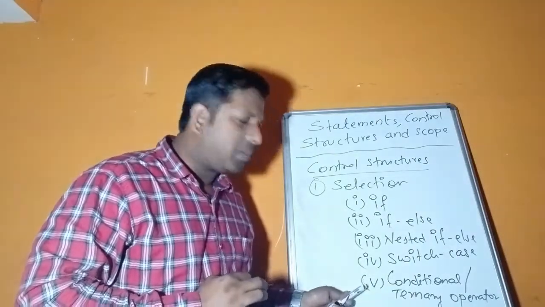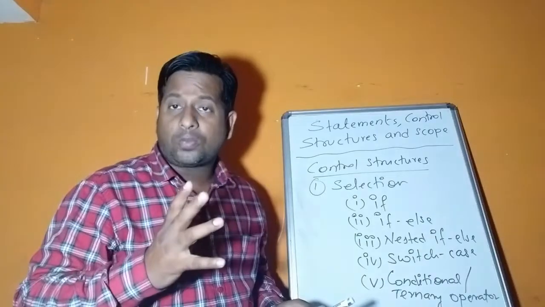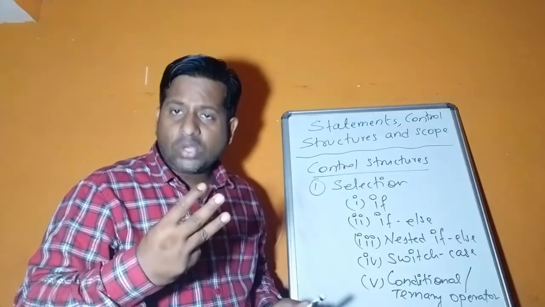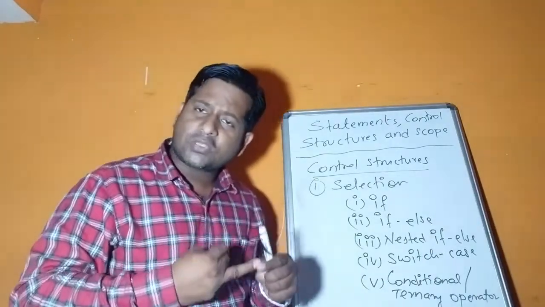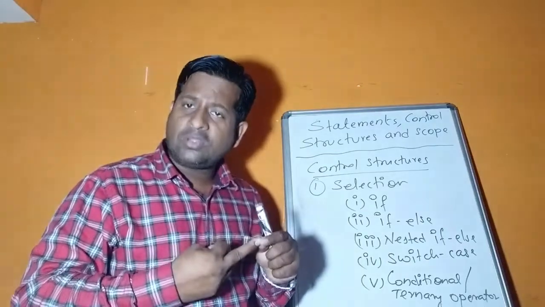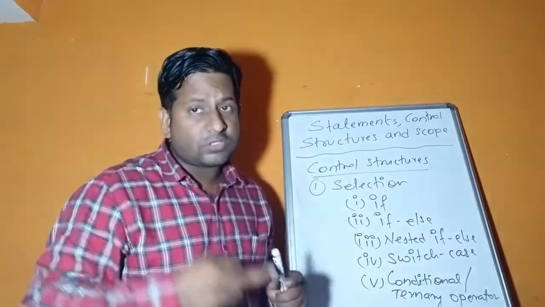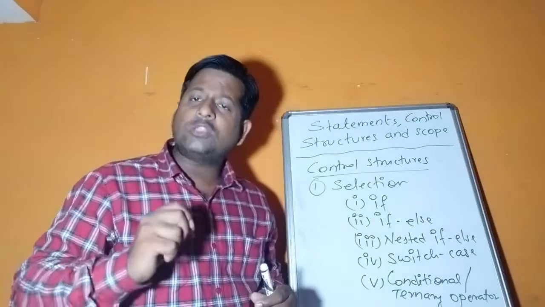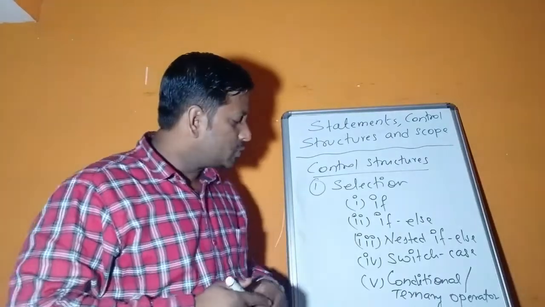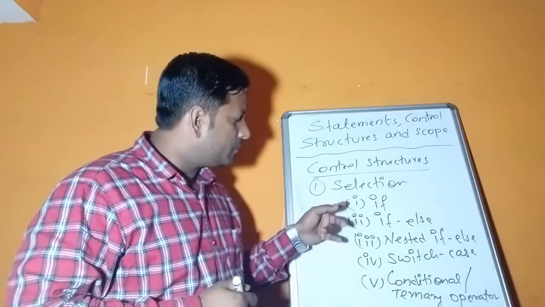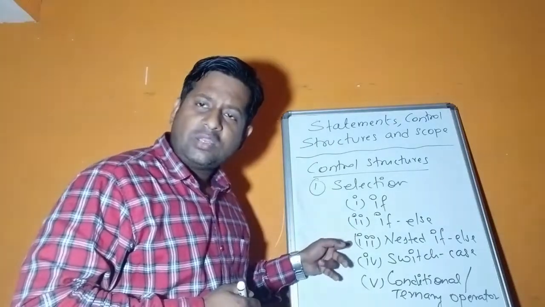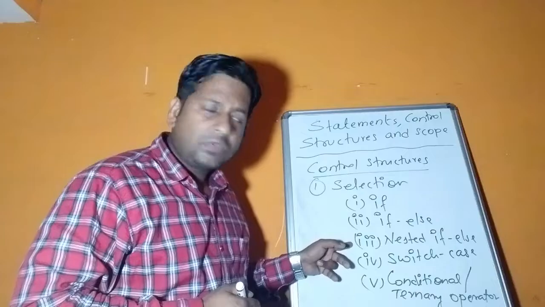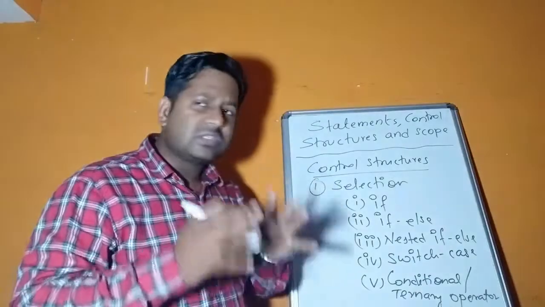And the fifth is the conditional or ternary operator. That means with three expressions. The first expression is always a condition. The second expression, after the question mark, is always a true statement. And the third expression, after the colon, is always a false statement. So here conditional we can use with if else as well as with nested if else. Okay children, so this is all about selection statements.